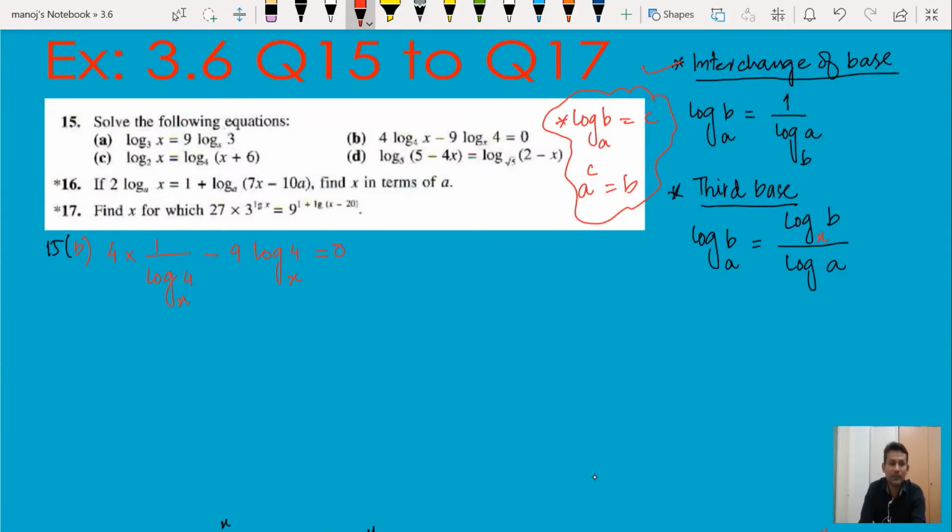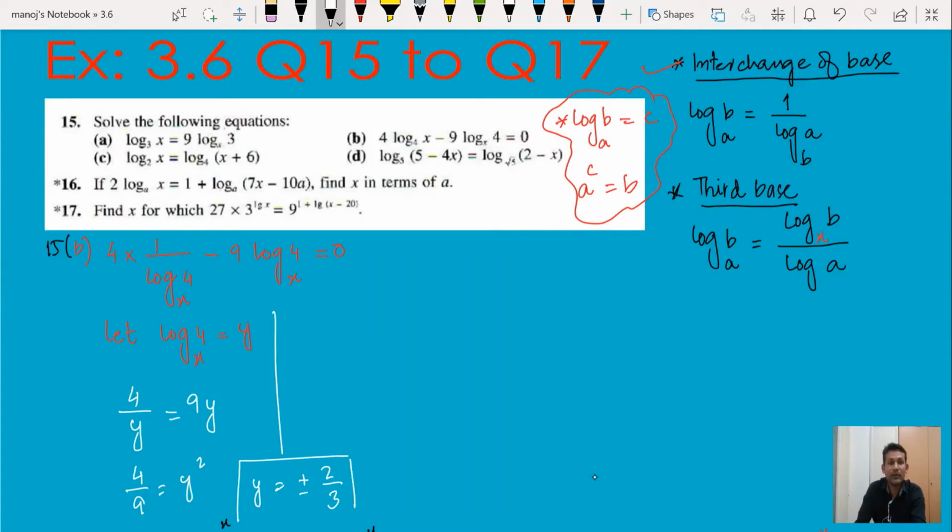Now suppose log 4 x equals y. When you suppose y, you can put in the value: 4 multiplied by 1 is 4 upon y, minus 9 times y, is equal to 0. When you take the LCM, or just shift to the right-hand side, it's positive, and this 9y will become y squared. So 4 upon 9 is equal to y squared, and when we put the square root, y is coming plus minus 2 upon 3. This is y, but we need to find the value of x.